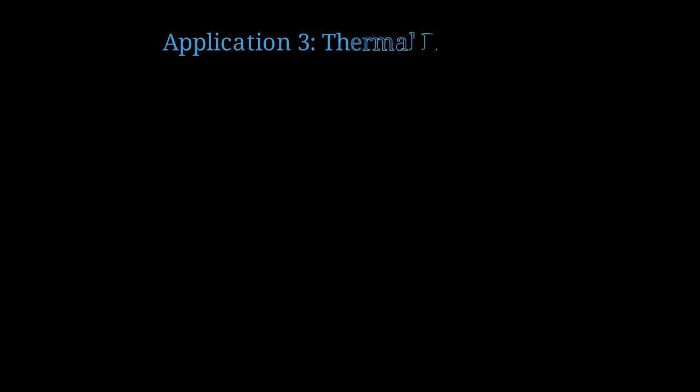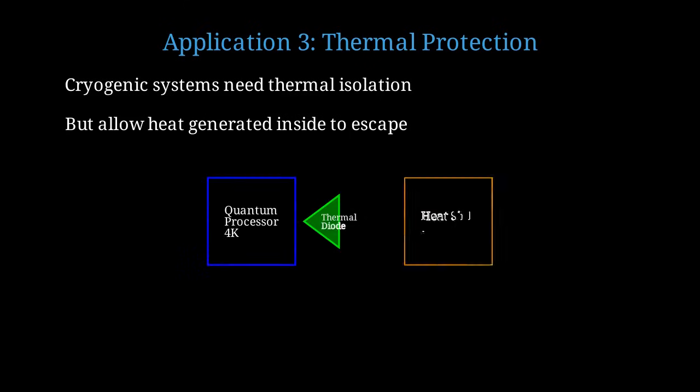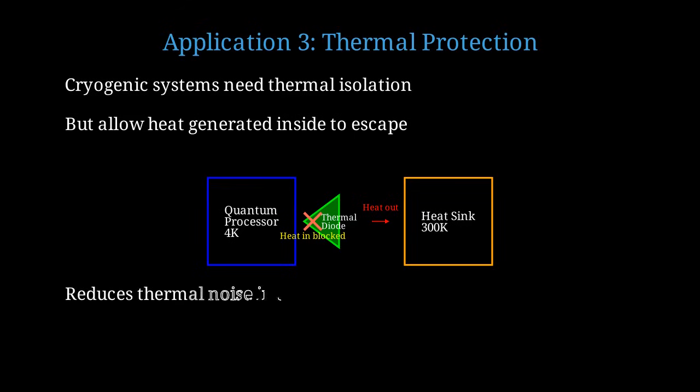The third application is thermal protection of sensitive components by enforcing one-way heat flow. In quantum computing and sensitive detectors operating at cryogenic temperatures, we need to prevent heat from flowing into the cold region. At the same time, any heat generated by the cold components themselves needs to be able to escape to the heatsink. The thermal diode allows heat to flow out from the quantum processor at 4 Kelvin to the heatsink at 300 Kelvin, but blocks thermal radiation from flowing back in. This dramatically reduces thermal noise in sensitive quantum measurements and extends coherence times.